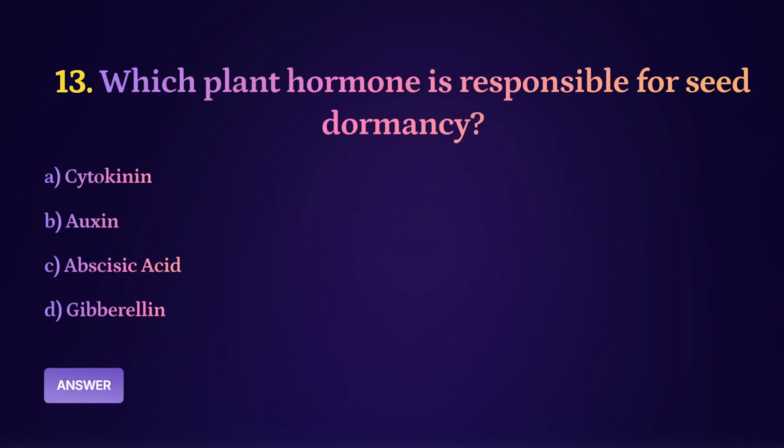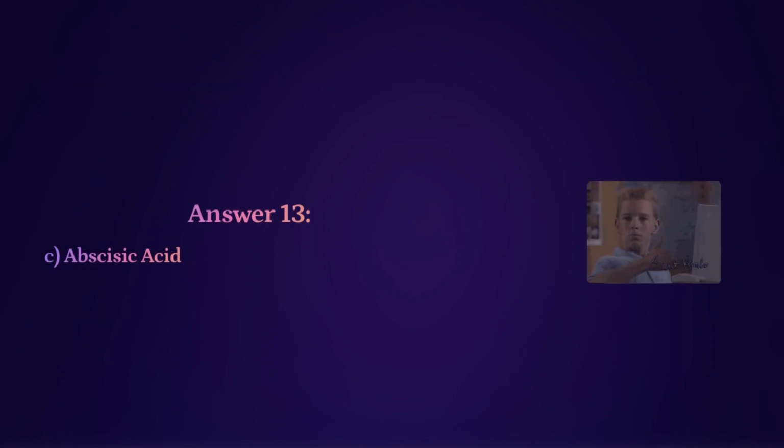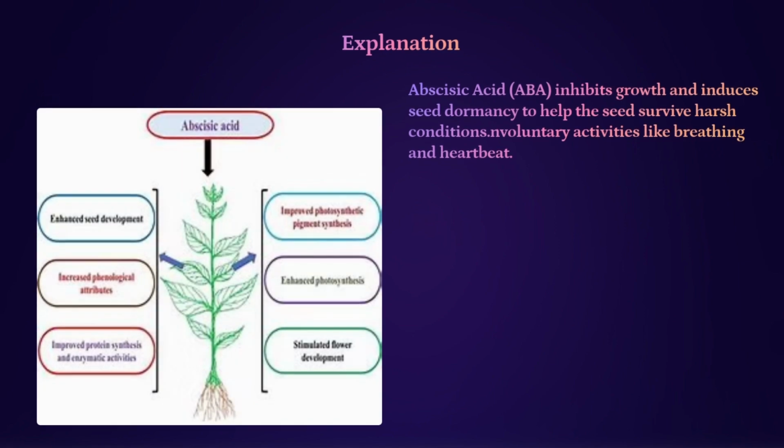Moving on to question number 13. Which plant hormone is responsible for seed dormancy? Again 4 hormones are listed: cytokinin, auxin, abscisic acid or gibberellin. So seed dormancy is controlled by abscisic acid. Abscisic acid, also called ABA, inhibits the growth and induces, means causes, seed dormancy so that the seed can survive in harsh conditions.